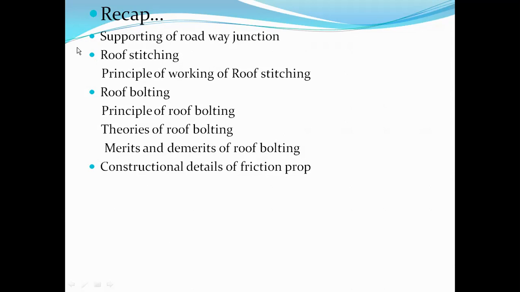Basically, roof stitching and roof bolting are used if the roadway is used for the movement of machinery, because whatever conventional support we use will act as an obstacle for the movement of the machinery. So in those situations, and for effective strata control, we use roof stitching and roof bolting. In case of roof stitching, basically it is something like stitching different layers together, right? It is something like this.